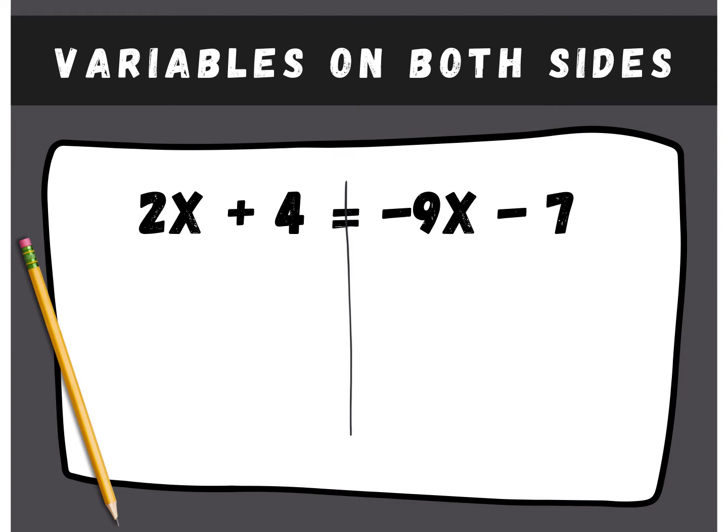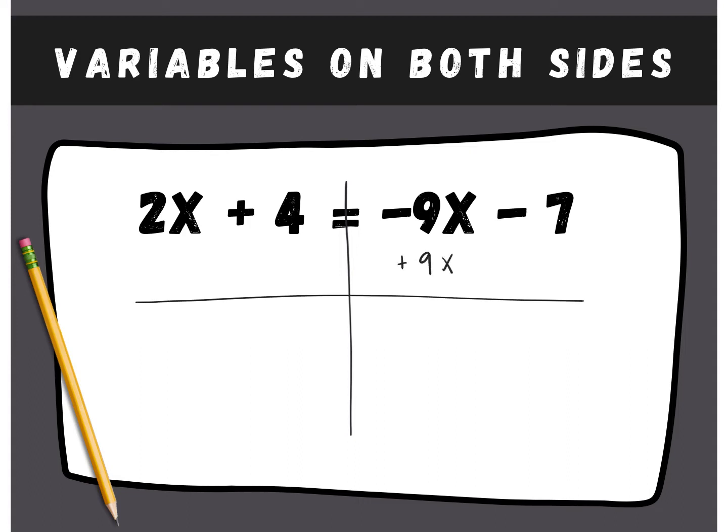the balance. So here I've got two variables, and in order to get them together, some people are really tempted to combine them like terms. They would be tempted to add 2x and negative 9x, but because they're on opposite sides, we can't do that. Instead, we're going to use an opposite operation to move one of them away from its side to the other side. For example, because I've got a negative 9x, I'm going to add 9x to both sides.